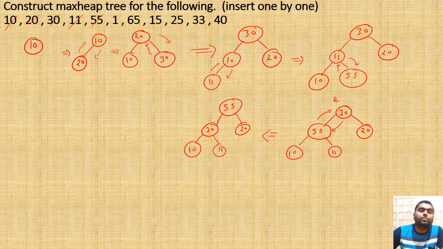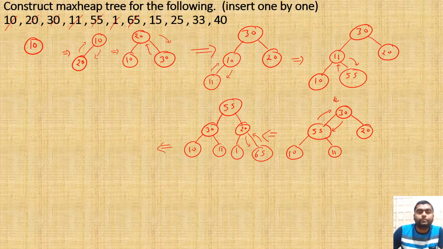Now the next value coming is 1. So 1 will be inserted level-wise, so it goes to the left of 20, and there is no problem. Okay, because it is still a max heap. Now next is 65. In case of 65, 65 will be inserted at this particular point. Now there is a problem, this is not a max heap. So it will be swapped with 20, because the parent is smaller, and the parent must be greater.